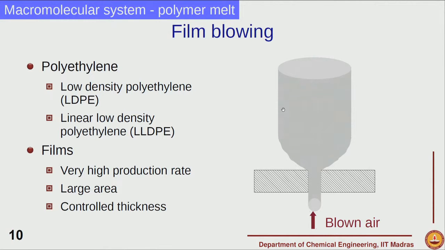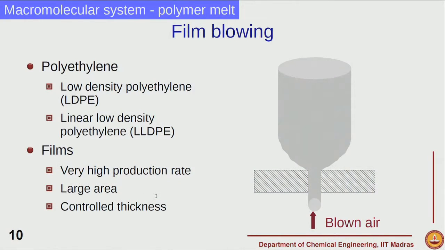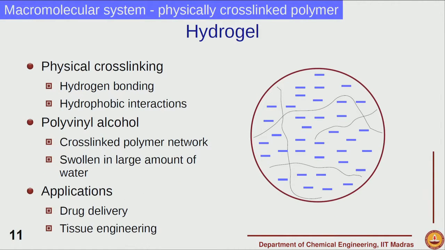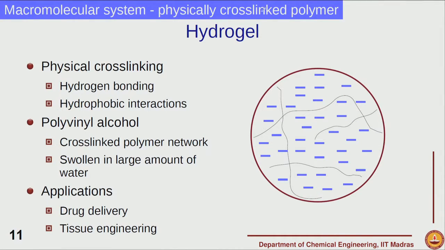So, it is of interest to know the polymer melt rheology in shear as well as extension to understand and optimize the performance for very high production rate. The next example that we will take is what are called gel materials. So, in gels we have two different kinds of cross linking. We have a physically cross linked polymer or a chemically cross linked polymer.